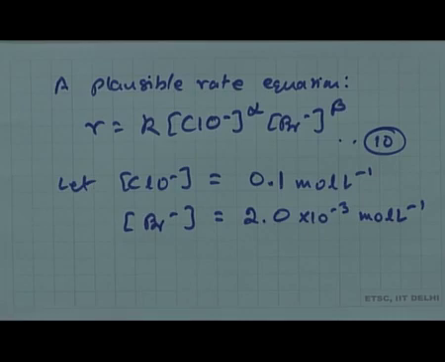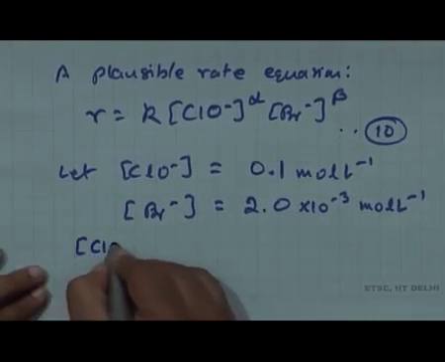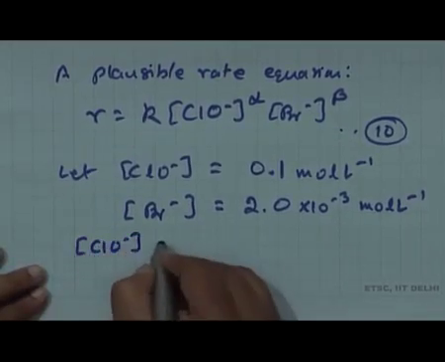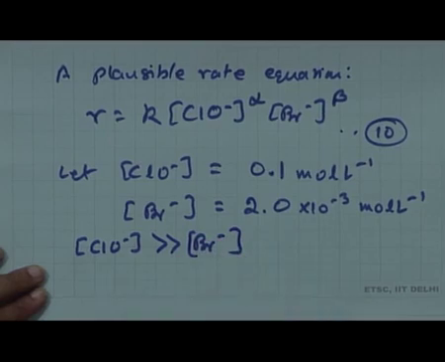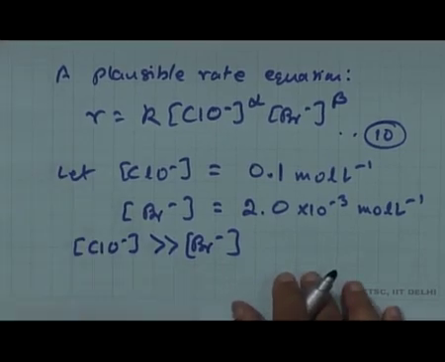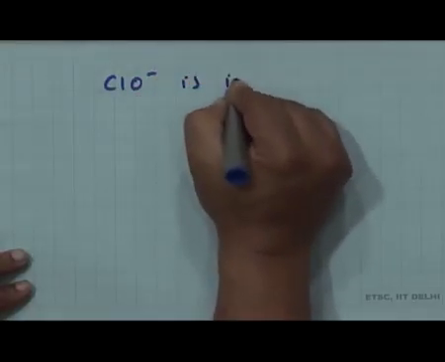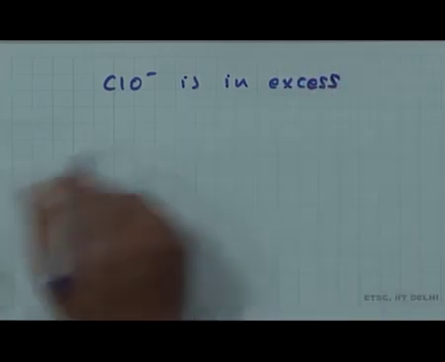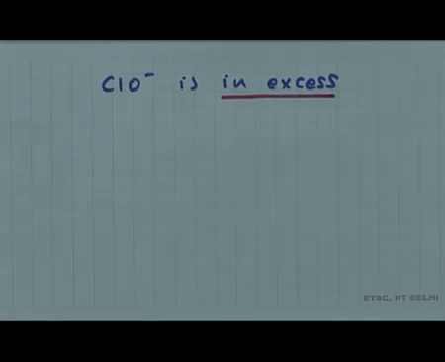Now, what you soon realize is that the concentration of ClO minus is much greater than the concentration of Br minus. In other words, I write on the next page that ClO minus is in excess over Br minus.